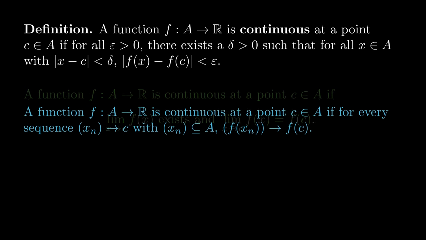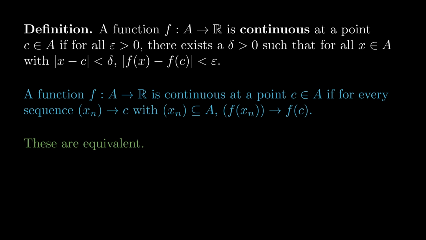The proof that this is equivalent to our definition is fairly immediate. If c is a limit point of A, then this sequential statement is basically the same as the limit existing and equaling f of c. And if c is not a limit point of A, then by definition, there's no sequence of inputs x_n that live in the domain A that converge to c. So f is continuous at c by default.